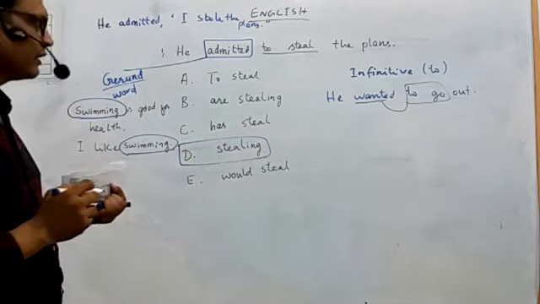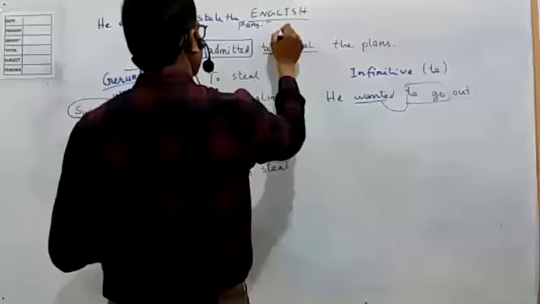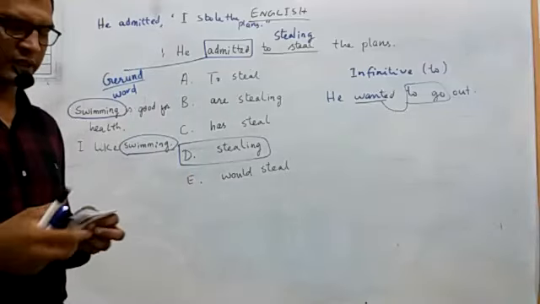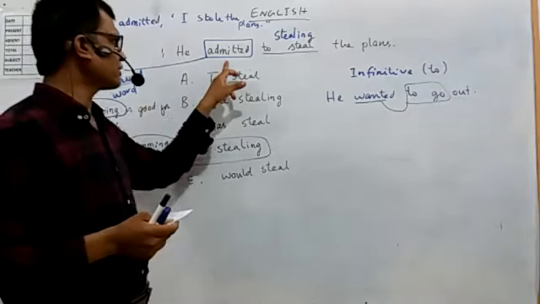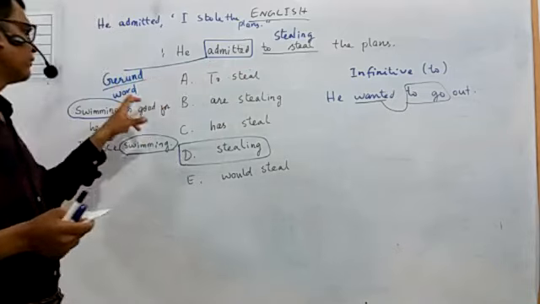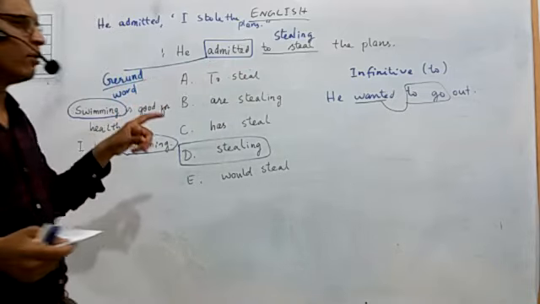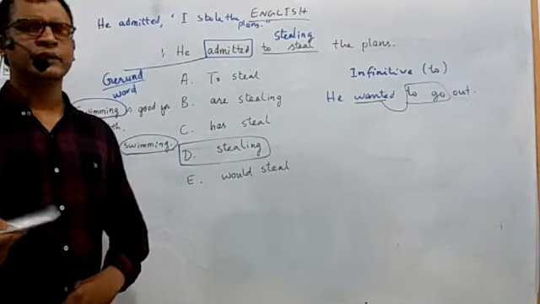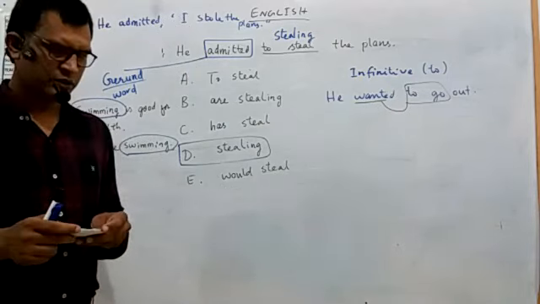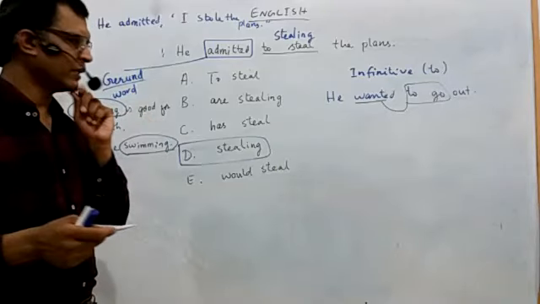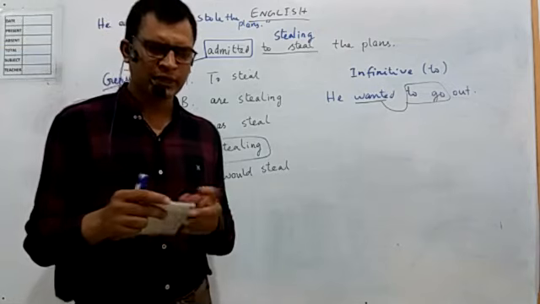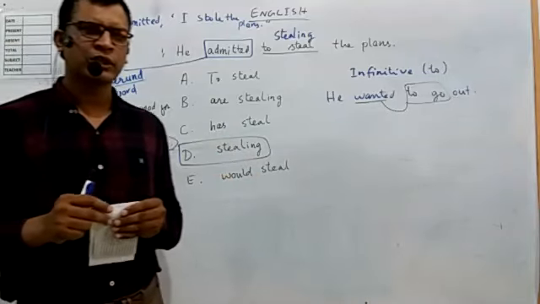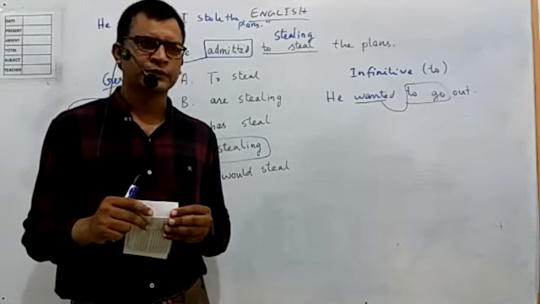This possibility of D is the only correct possibility. He admitted stealing the plans. That is the correct sentence. Why? Because of this word admit. With admit, we will be using gerund, which is ing form. We cannot use to form, which is infinitive form. There is a list of verbs which go with gerund and with infinitive. In any of the coming classes, I would write down that list for you, so that would give you a fair idea as to what to use with which verb.